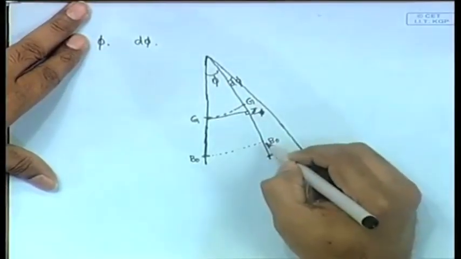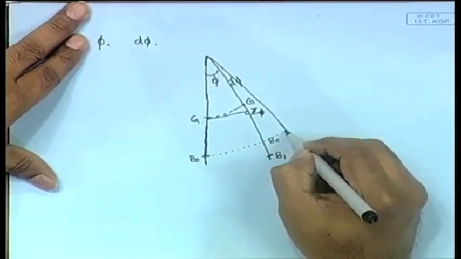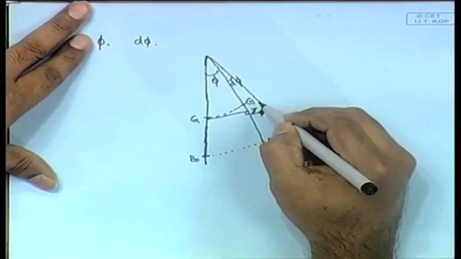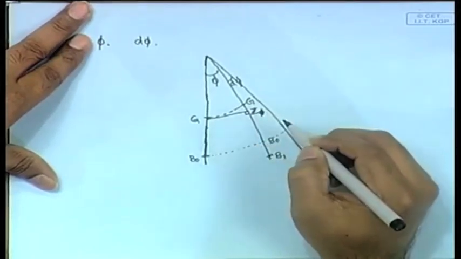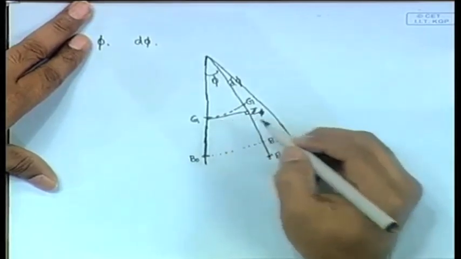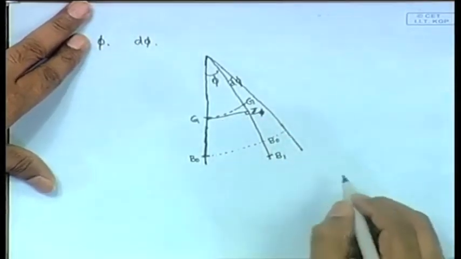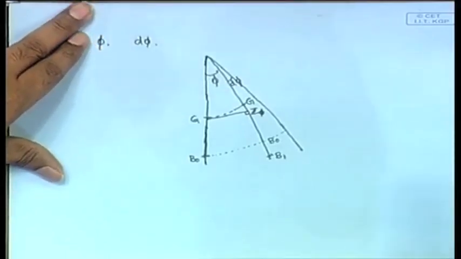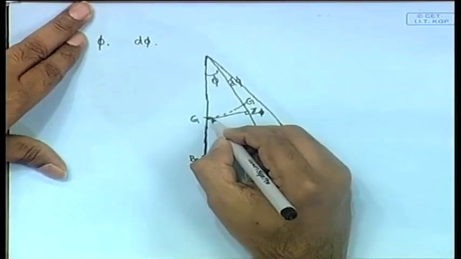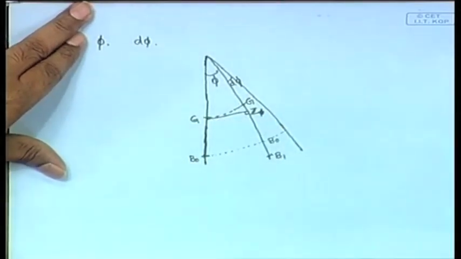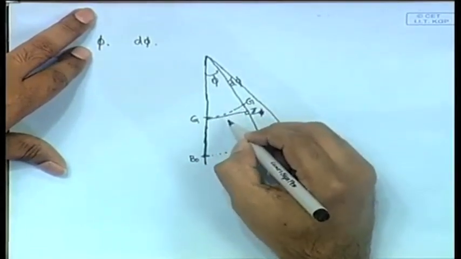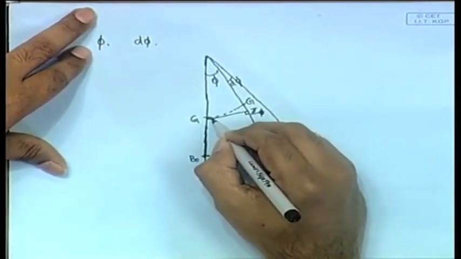Now, it has heeled by a further amount of d phi, as a result of which the GZ value will change because of this new heeling by an angle d phi. Now there will be a new GZ. The position of the new GZ, how will you get? By drawing a vertical from here to this line. Now, it will come something like this.